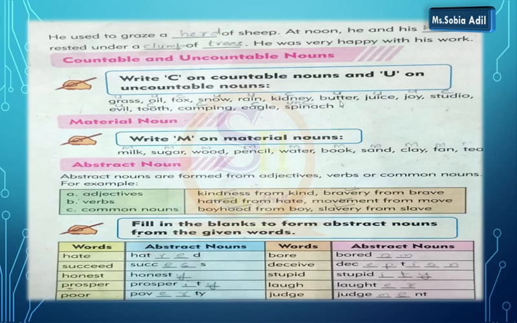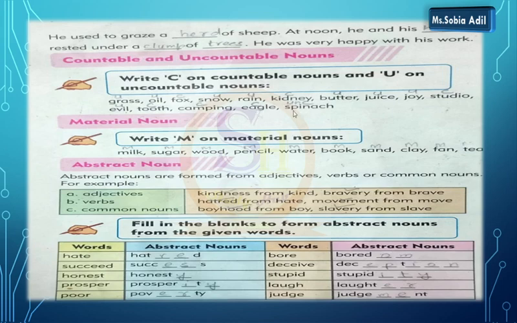B-U-T-T-E-R, butter. It's uncountable. You cannot count butter. U. Juice, J-U-I-C-E, juice. Uncountable. Next one is joy, J-O-Y. Uncountable. Studio, S-T-U-D-I-O, studio, it's countable. Evil, E-V-I-L, it's a feeling, I told you about it, right? Emotions cannot be counted. You will write U on it, uncountable. Tooth, T-O-O-T-H, tooth, countable. You will write C on it. Camping, C, countable. Eagle, E-A-G-L-E, eagle, you can count it. You will write C on it, it's countable.